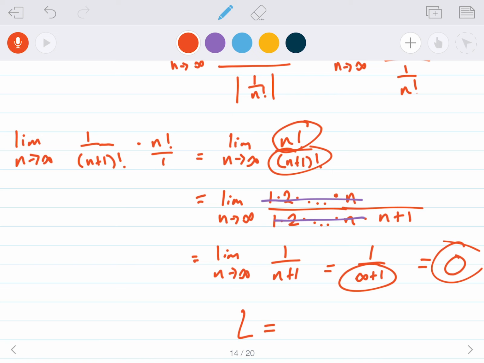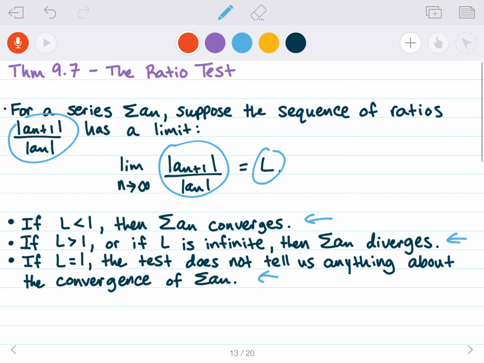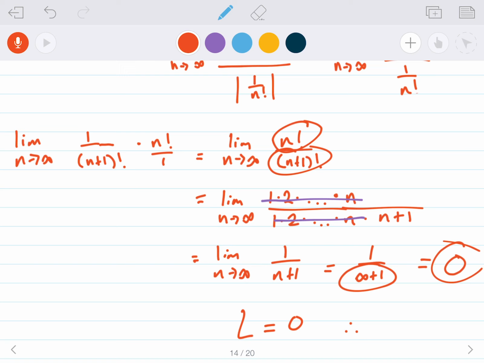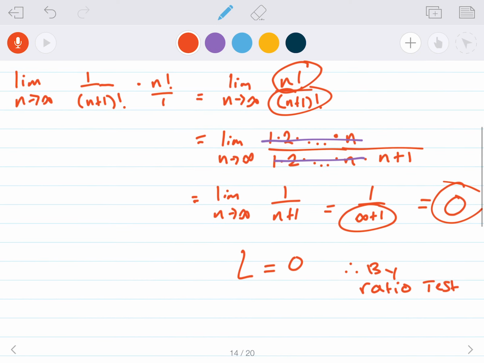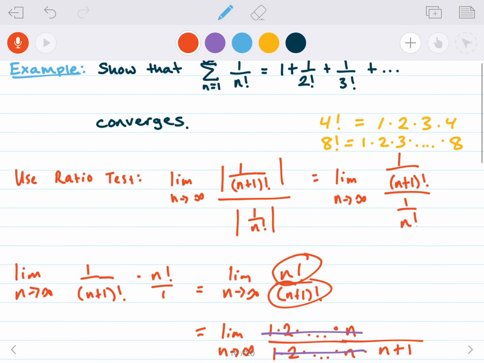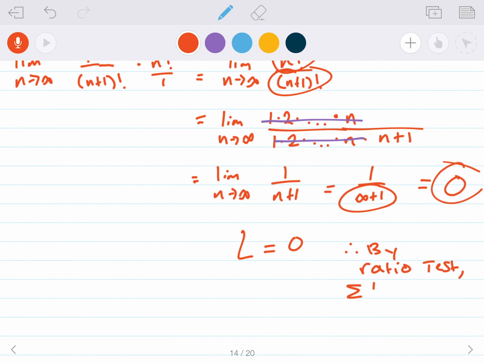So since our limit equals 0, by the ratio test, that is bullet 1: the limit is less than 1. It's 0, and therefore this series converges by the ratio test. Whenever you see factorials, you should try the ratio test. And it was 1 over n factorial. So it converges.